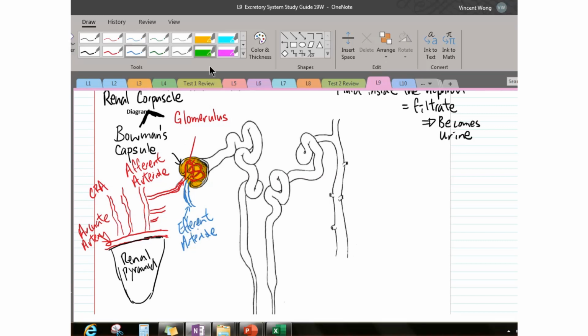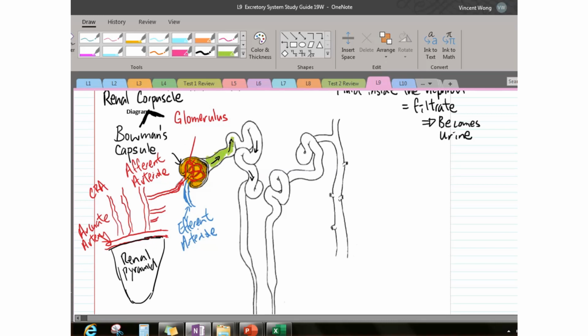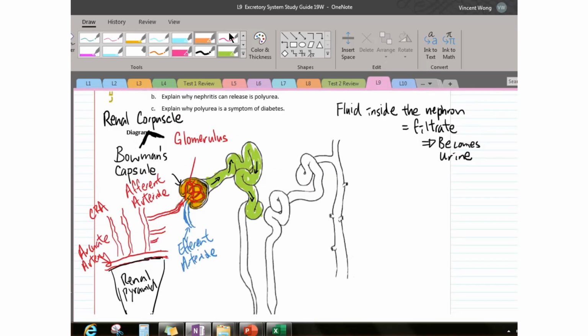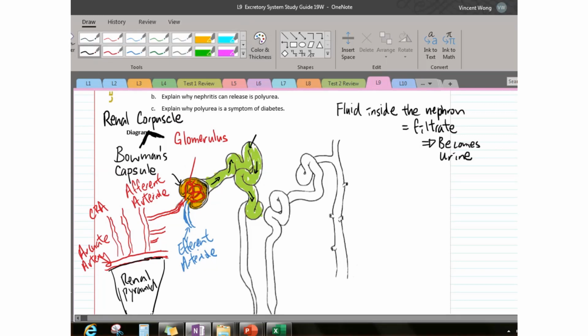But now let's focus on the nephron. I said fluid is going to be coming out of the glomerulus. You're going to capture it with the Bowman's capsule, and that becomes the filtrate. Now the filtrate will move forward in the nephron. Remember, the inside of the nephron is hollow. The first part of the nephron after the Bowman's capsule, this part that I'm coloring right now, is what we call the proximal tubule.